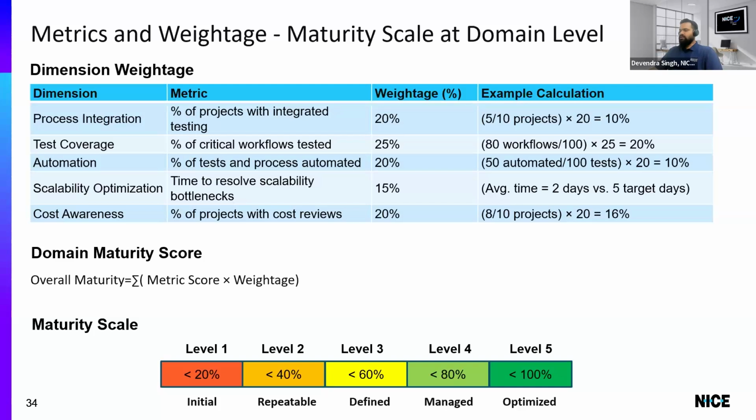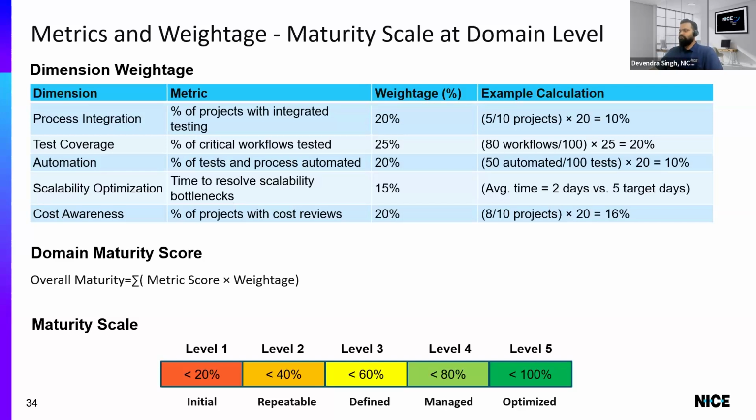And we can give the scale to that particular domain on what level they are standing. So if some project is getting 10% in process integration, 20 in test coverage, 10 in automation, and suppose 5 in scalability, cost awareness, and that cumulative score is 55, they will stand at level 3. If someone is standing at a cumulative score of 15, they will be standing at level 1.